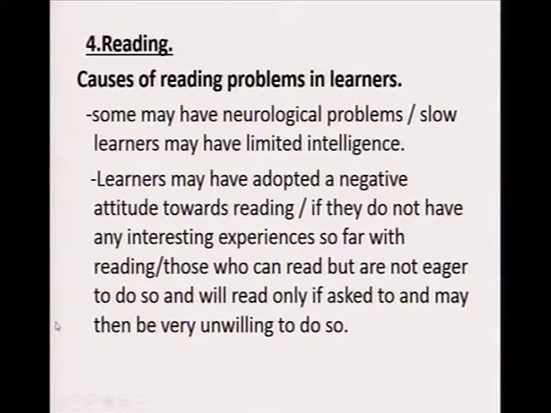Now, some of them are biological. Slow learners may have limited intelligence. Learners who have adopted a negative attitude towards reading will find problems in reading. So those without the interest in reading will find it difficult to read. There will be an unwillingness to read.